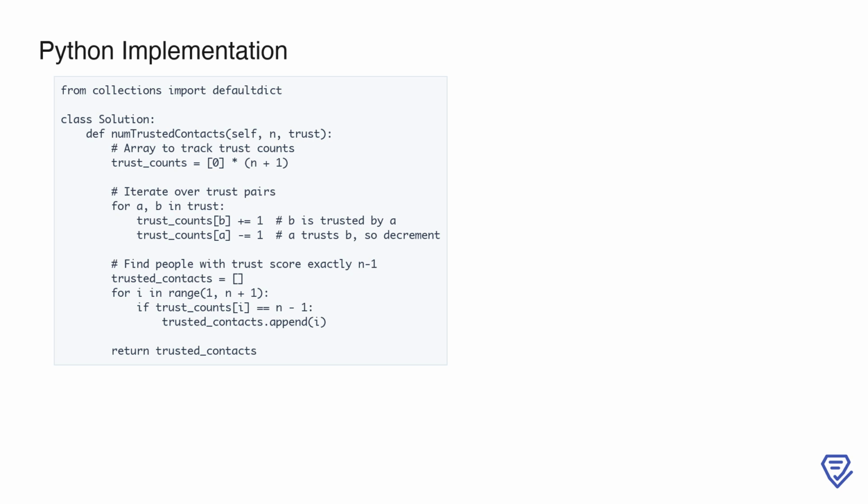Finally, we iterate through the trust_counts array from index 1 to n, since individuals are labeled from 1 to n. If a person's trust score equals n-1, it means they are trusted by everyone except themselves, and thus they qualify as a trusted contact. The result is a list of all individuals who meet this criterion. This solution ensures an efficient traversal of the input data and adheres to the problem requirements.